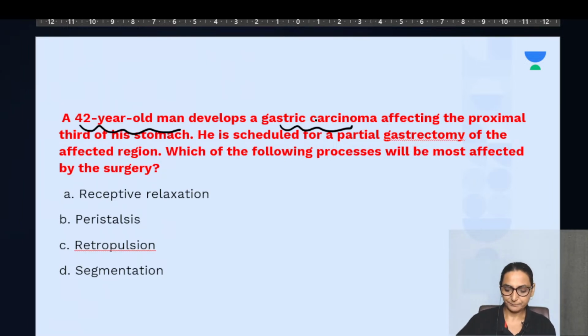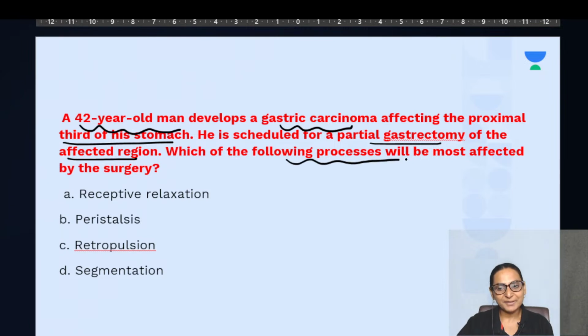ठीक, okay. Now, there is a 42-year-old man developing gastric carcinoma, which is affecting the proximal third of the stomach. He is scheduled for a partial gastrectomy of the affected region. Which of the following processes will be affected the most after this surgery? Receptive relaxation, peristalsis, retropulsion, or segmentation? Again, the GIT movements are a very important topic. So what will be affected over here?